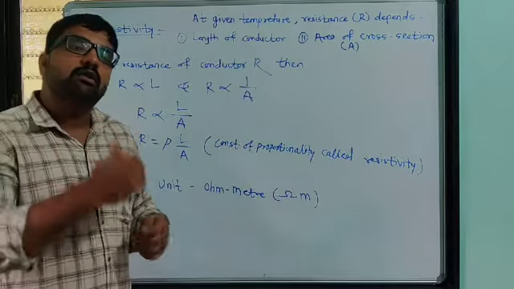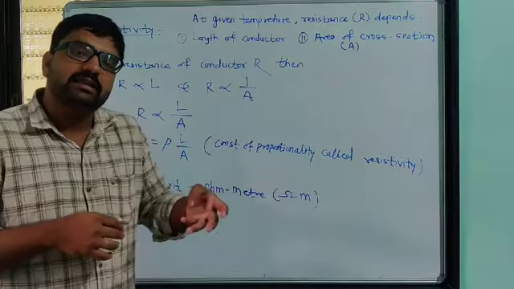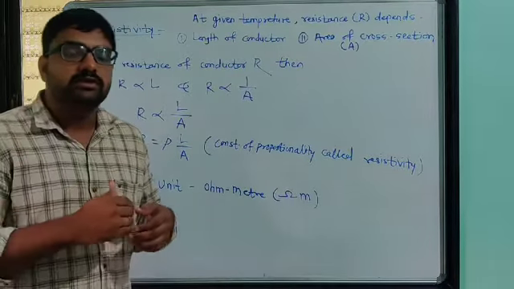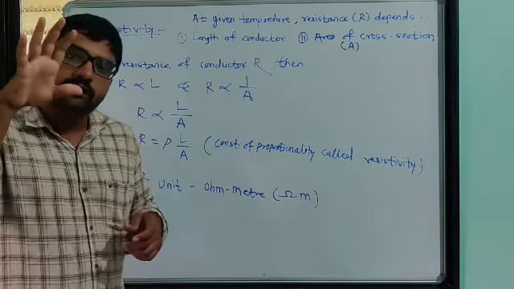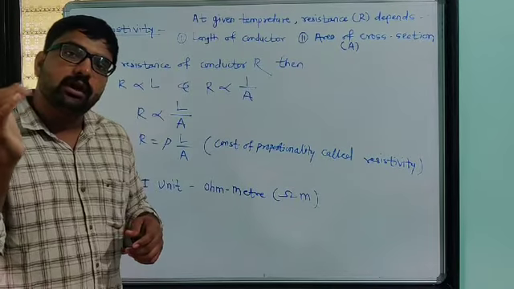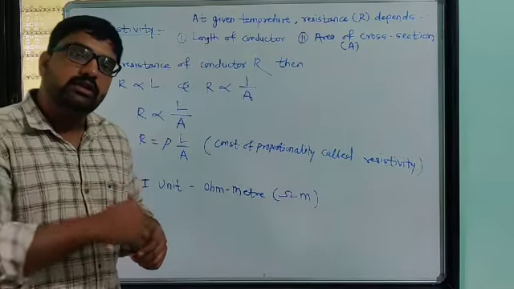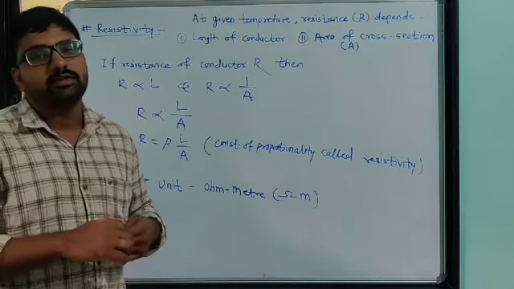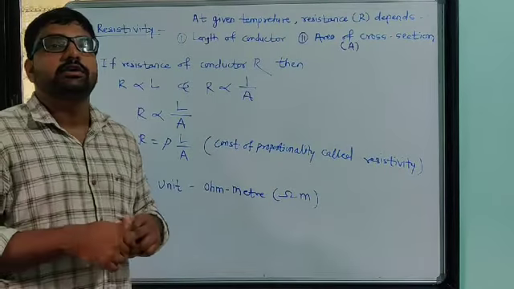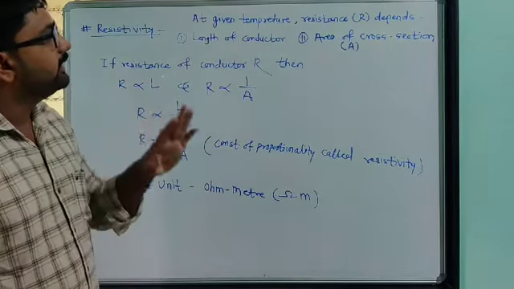More electron flow means more electric current, but due to that collision, the number of electrons flowing from lower electric potential towards higher electric potential decreases. Due to that, electric current decreases.